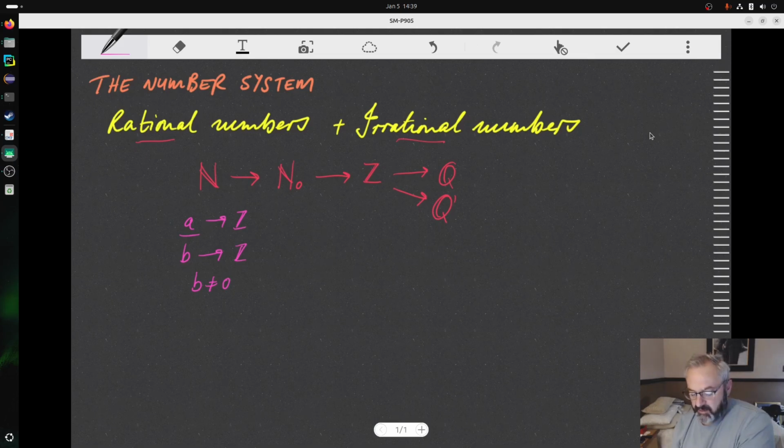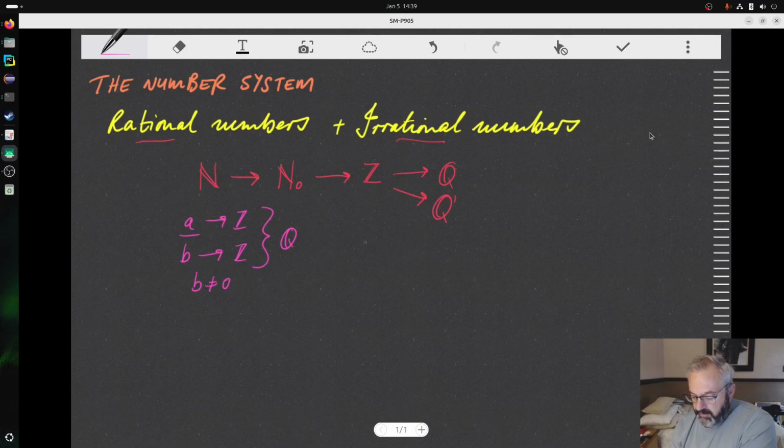So we have a ratio A over B, and if that ratio can be expressed as a ratio of two integers, then this is called a rational number. Remember our symbol Q for it. Let's have a look at some examples.